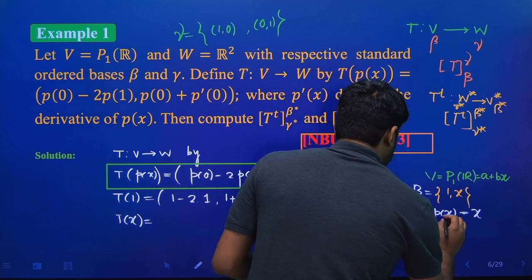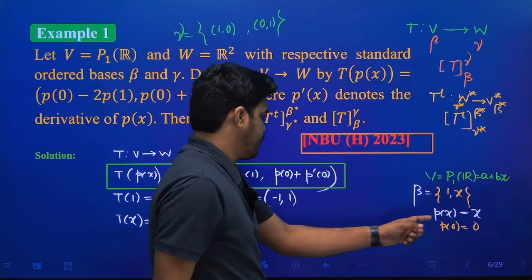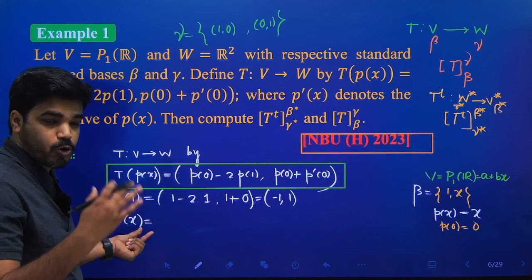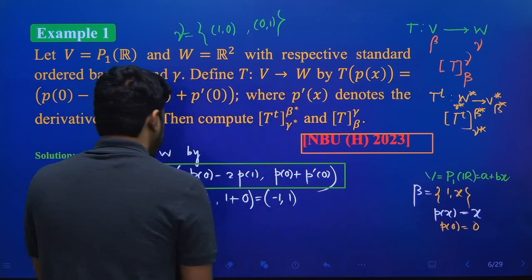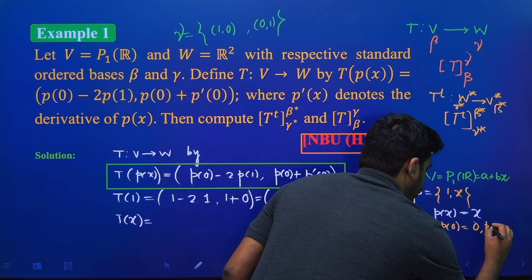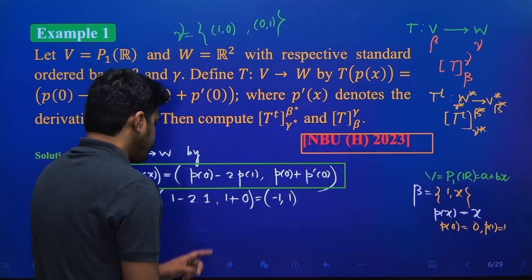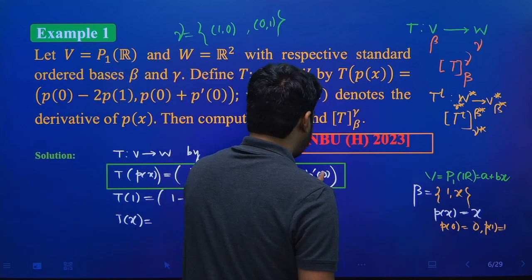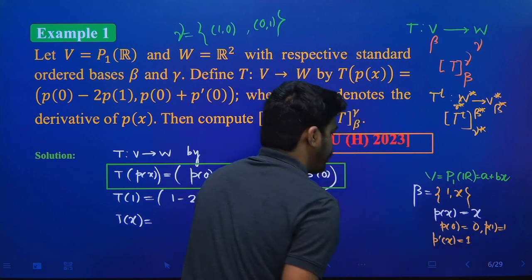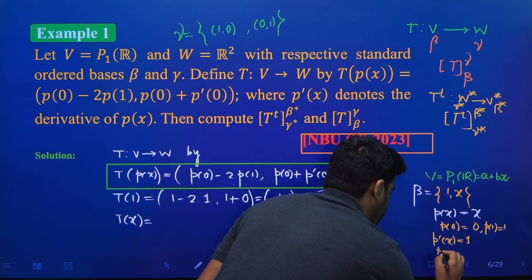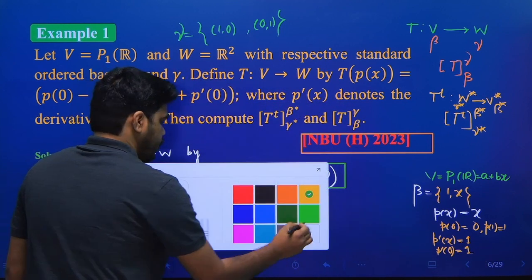So p(0), so this will be 0 because p(x) is x, polynomialটা আমি কি কনসিডার করছি x, so p(0) will be 0, right? p(1), just you replace x by 1, so this is 1, right? p(0) is 0, p'(0), p'(x) কি হবে? Just the derivative of x, that means simply 1, so p'(0) will be 1. Getting my point?